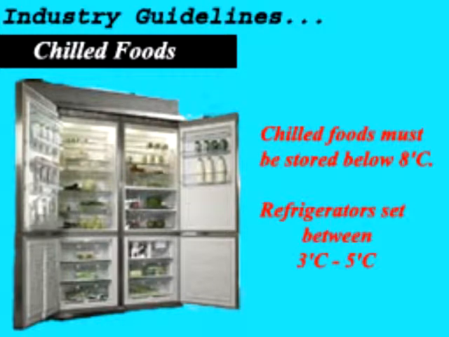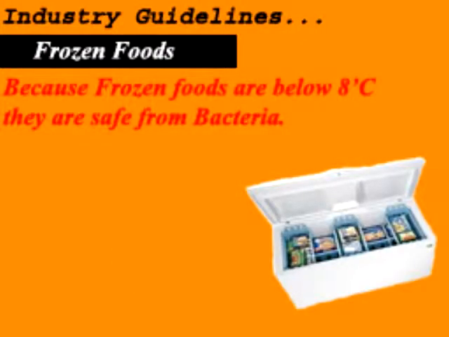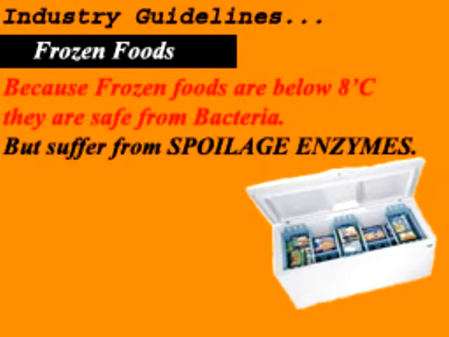Cold food storage temperature definitions. Cold foods must be stored or displayed at temperatures below 8 degrees Celsius. Refrigerator settings are recommended to be between 3 degrees Celsius and 5 degrees Celsius. This allows for some deviation due to the doors being opened and closed. Foods below the freezing point of 0 degrees Celsius are effectively safe from bacterial growth, but are still subject to the effects of spoilage enzymes.